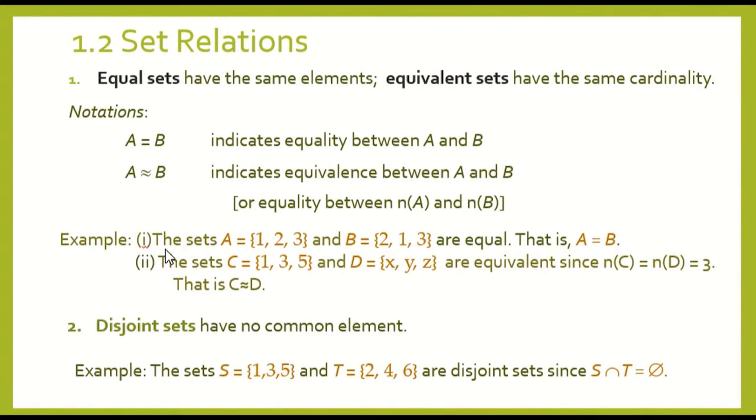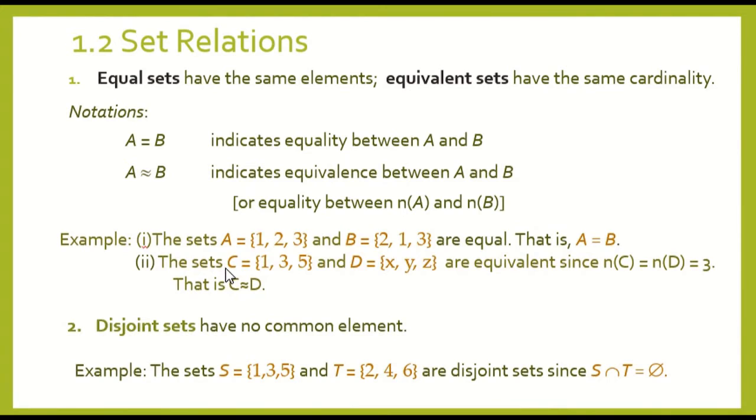Example, the sets A, which has elements 1, 2, and 3, and B, which has elements 2, 1, and 3, are equal. That is, A is equal to B. So, equal ang A o B kay pareha raman silang elements. Galing lang sa B, nabali lang si 1 ug 2, pero same ra gihapon sila og elements.